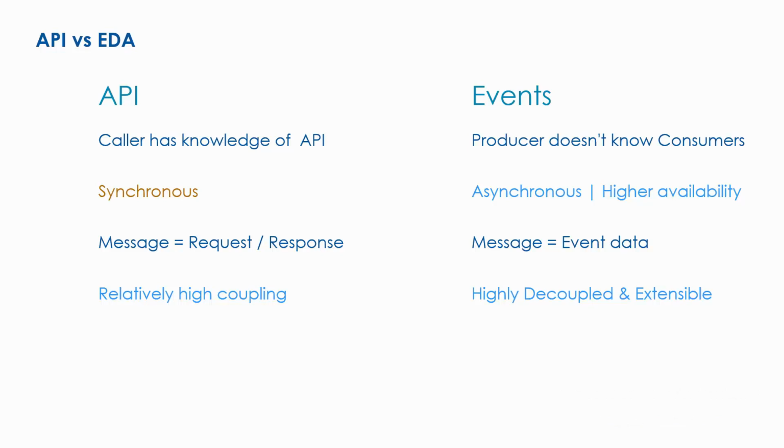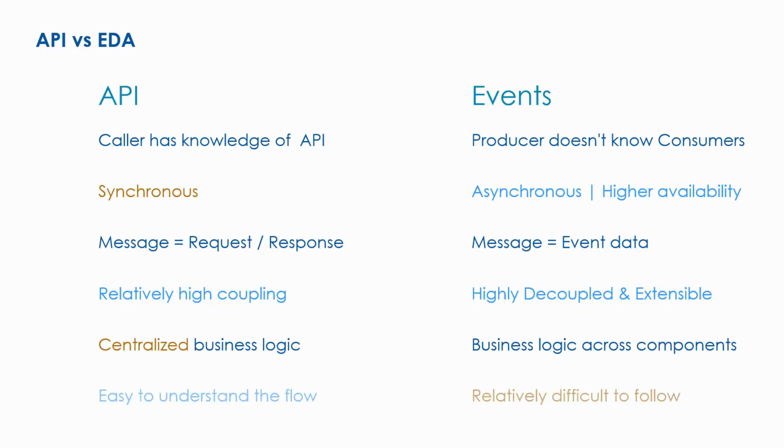Typically, with APIs, the business logic is centralized, whereas in the case of events, the business logic may be spread across multiple components, and each of these components, the producers and the consumers, have the autonomy to make business decisions. With APIs, it is easy to understand the flow because the business logic is centralized. With event-driven architecture, it is relatively difficult to follow the business logic.